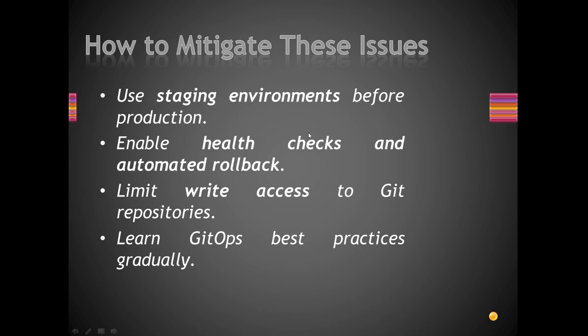How to mitigate these issues? Use staging environments before production, enable health checks and automated rollback, limit write access to the Git repository, learn GitOps best practices gradually.